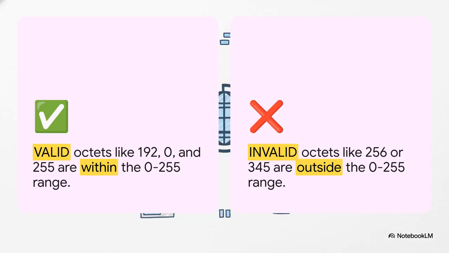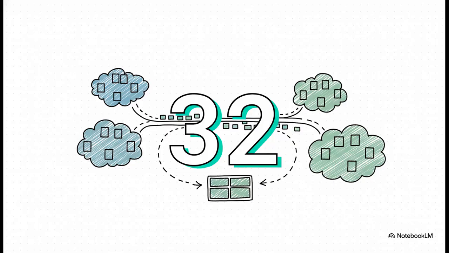You see a number like 192? Totally fine. A 0? Yep, that works too. 255? That's the absolute maximum, so it's good to go. But the second you see a 256 or 345 or a negative number, nope. You know immediately that's not a valid IPv4 address. And hey, for those of you who are a little more technically curious, there's a reason for this 0 to 255 rule.